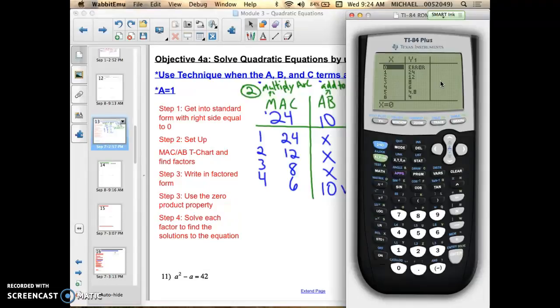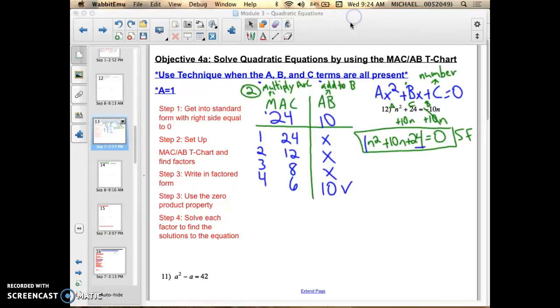All right, so that's just a way to look for combinations of numbers that you can use to multiply to the MAC term and add to the B term. So again, what I did, I went into y equals, I put in the MAC term, which is 24, and then divide by x. So whatever the MAC term is, divided by x, and then hit second graph to bring up the table. And that's your list of factors as well. It's just a quicker way for you to look through some numbers and then pick the right ones.